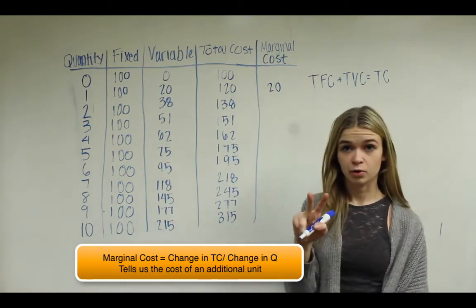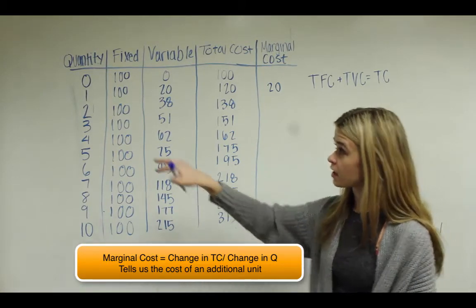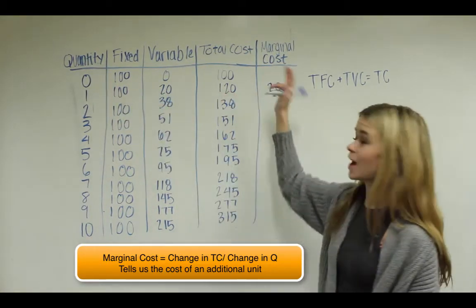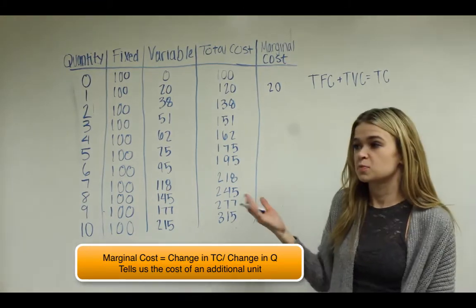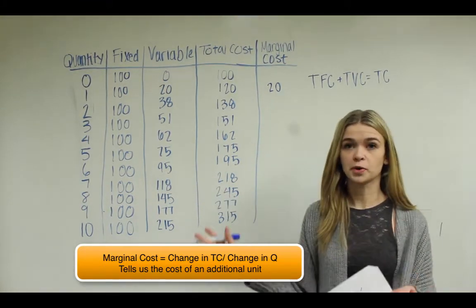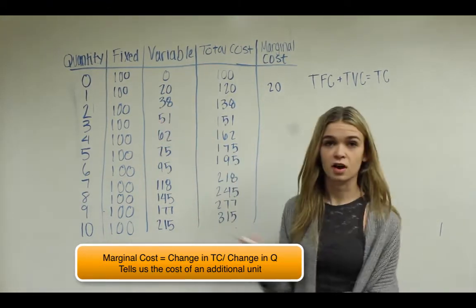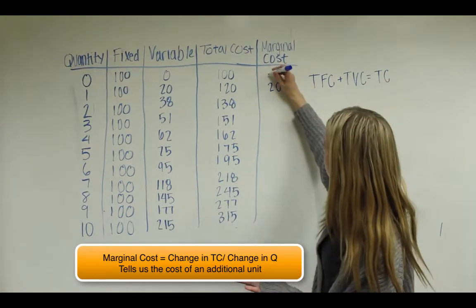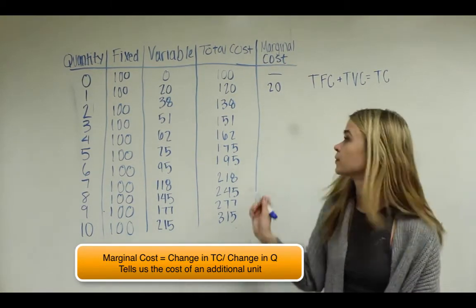Now, two things are important to note. One is that at a quantity of 0, we don't have a marginal cost, because before there was no production. We weren't paying fixed costs, nothing was happening. So we can just put a dash right here.